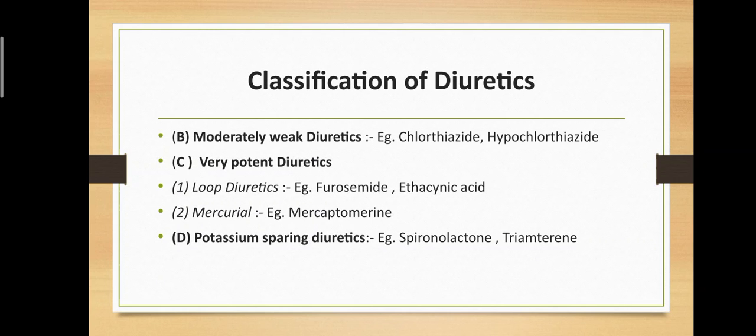Second main type, moderately weak diuretics, example chlorothiazide, hydrochlorothiazide. Third main type, very potent diuretics, which are also divided into two subtypes. First one, loop diuretics, example furosemide, ethacrynic acid. Second subtype, mercurial diuretics, example mersalyl. And last main type, potassium sparing diuretics, example spironolactone, triamterene, etc.